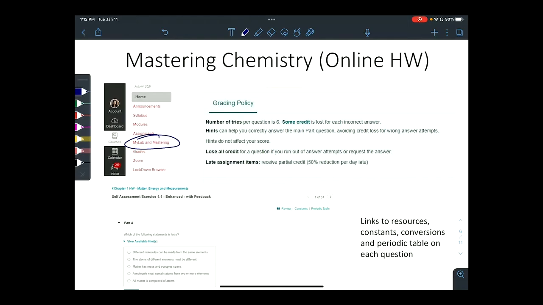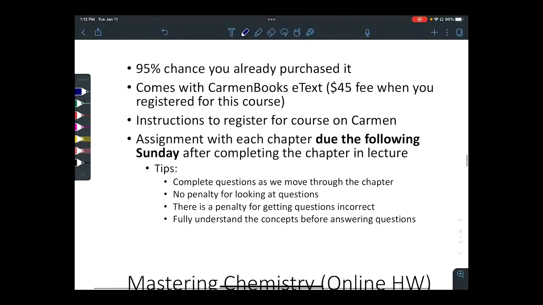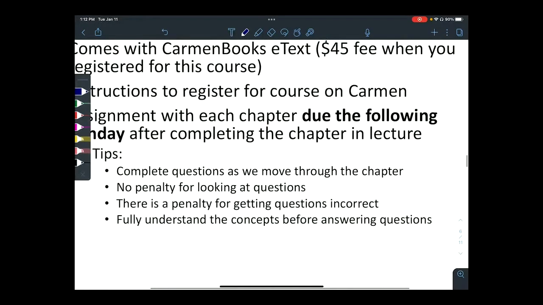That's great. So some notes about the homework assignment. I really encourage you all to complete questions as we move through the chapter. We talk about the Sunday due date, so like D-U-E, but that doesn't mean you have to do the homework on Sunday. The due date is not a due, like D-O date. That's a joke. Okay, thank you.